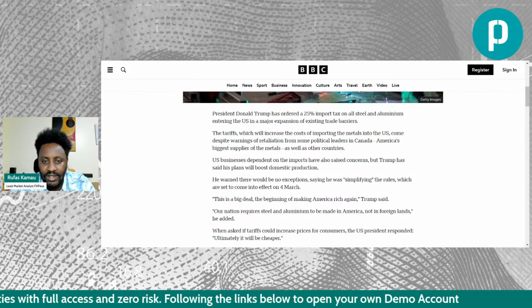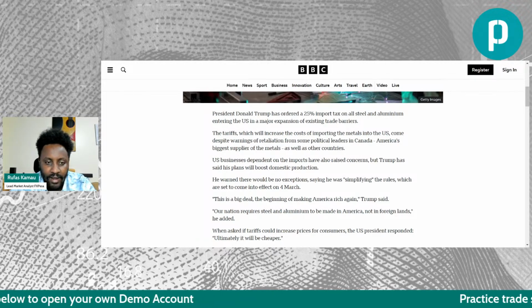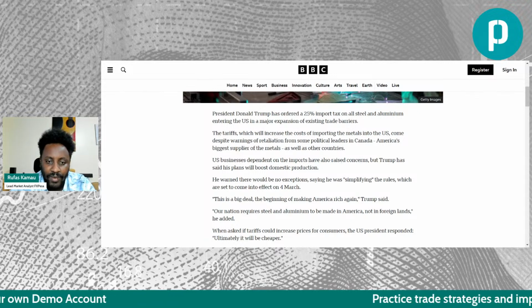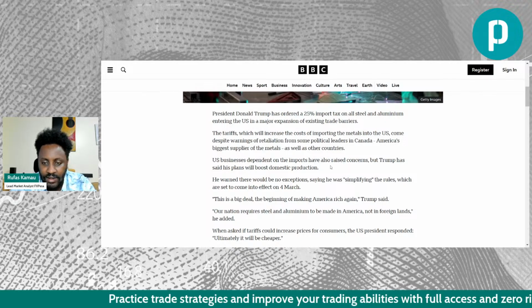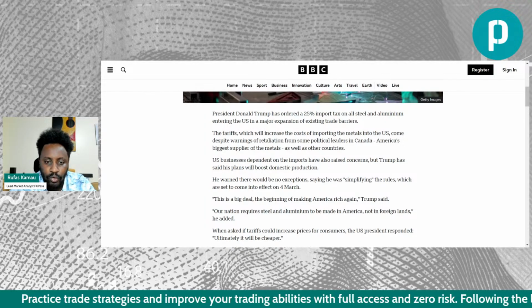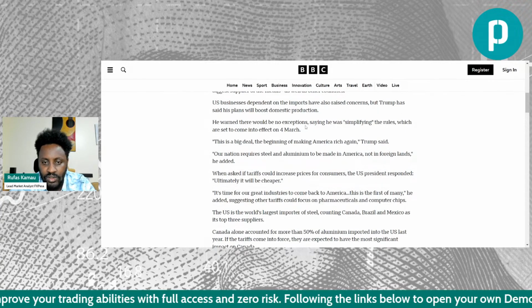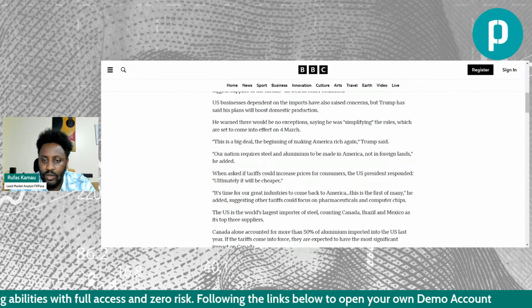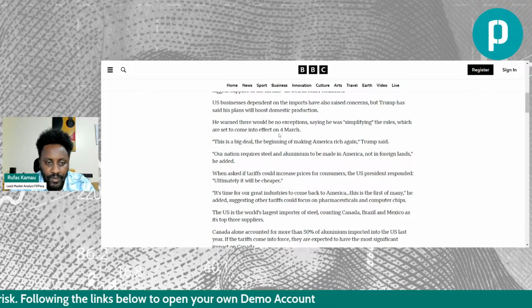So the tariffs, which will increase the cost of importing the metals into the US, come despite warnings of retaliation from some political leaders in Canada, America's biggest supplier of the metals, as well as other countries. US businesses dependent on the imports have also raised concerns, but Trump has said his plans will boost domestic production. He warned that there will be no exceptions, saying that he was simplifying the rules, which are set to come into effect on the 4th of March.